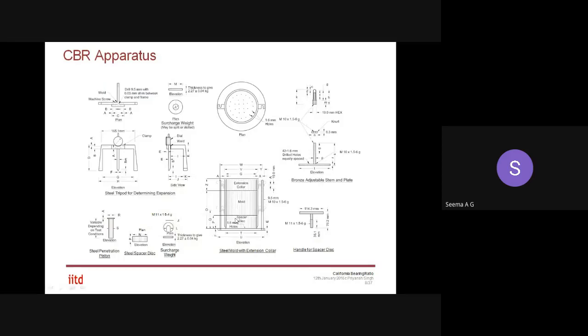So here mold, then spacer disc, the penetration piston, that is a part of the equipment. Then we have the spacer disc.